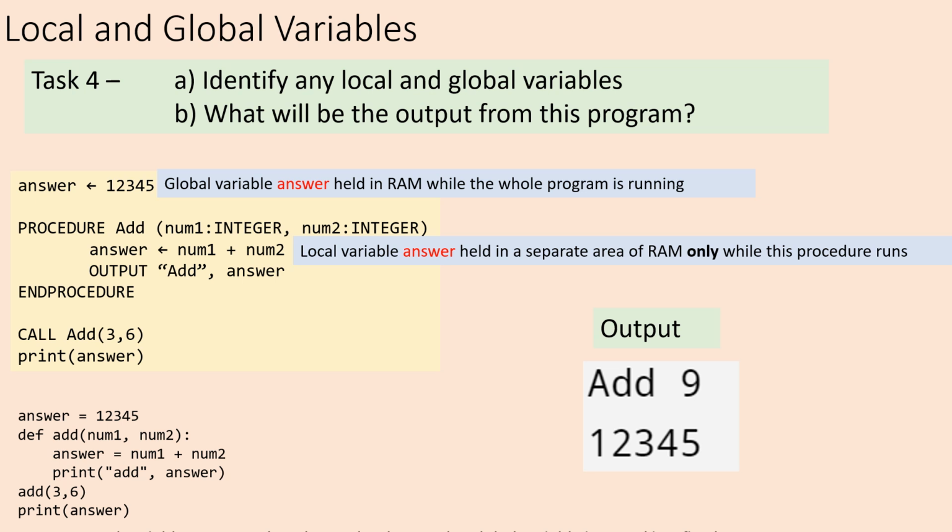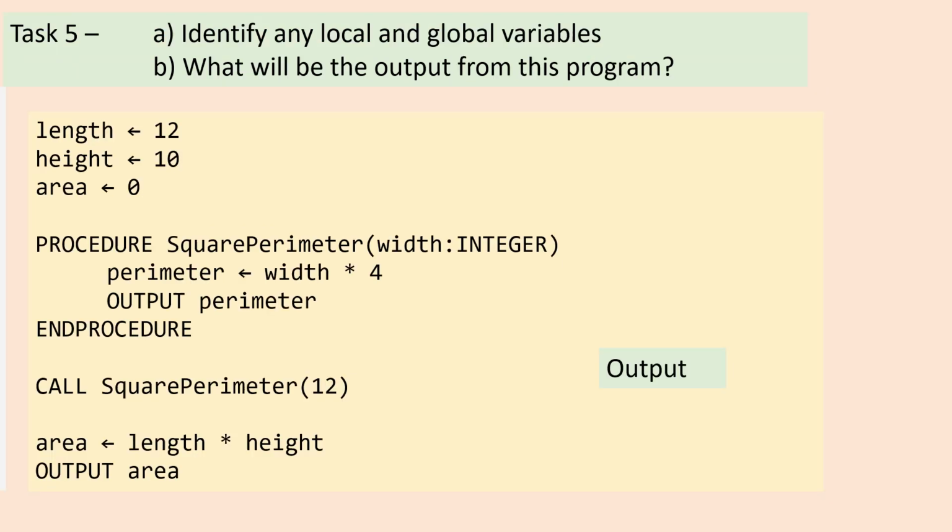Oh, and if you want to try this, I just put this bit of Python code on here. You can write this out, go to an online compiler, and you can actually see this working, and you can play about with the numbers and the local and global variables and see how they work. Anyway, let's have another go at another question, task 5. So same again, identify local and global variables, work out what the output will be from this program. Pause the video, have a go, press play, and then we'll talk through the answers.